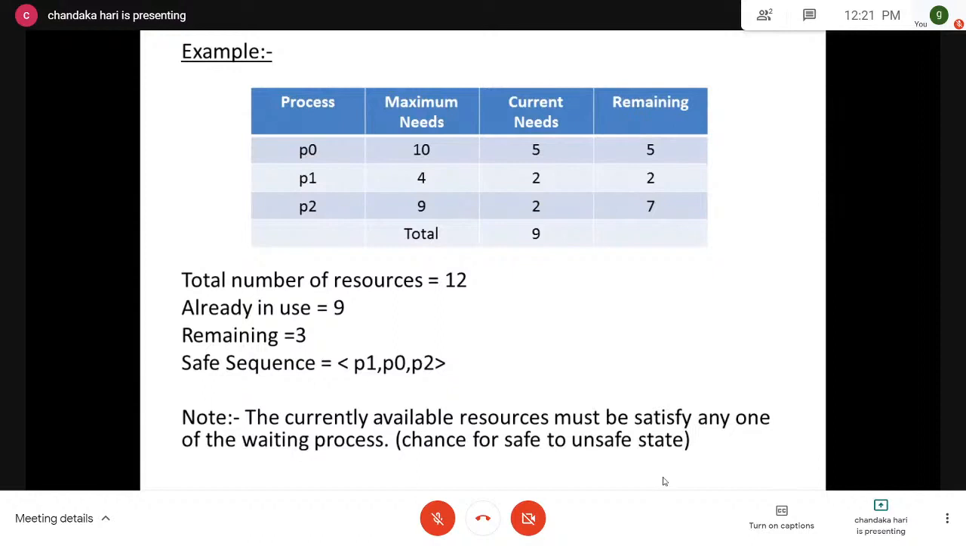So in order to complete process P0, it requires 5 additional resources. In order to complete process P1, it requires another 2 additional resources. Process P2 requires another 7 additional resources. Now you see that the requirement of the processes P0, P1 and P2 is 5, 2, and 7. The currently available is 3.